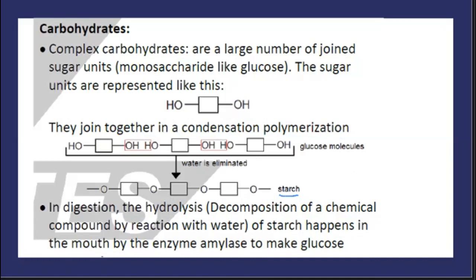When we consume starch, for example in the bread that we eat or the potato that you consume, that starch can be broken down by enzymes to give us back the glucose units, which are the initial units up here. So the enzyme can break it down, but condensation polymerization can build it back up.